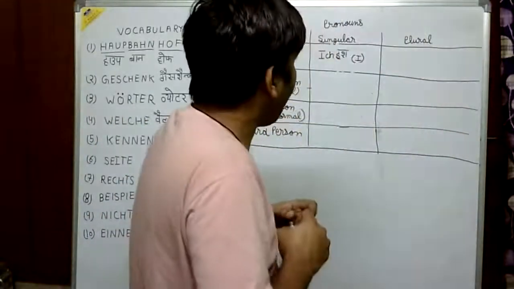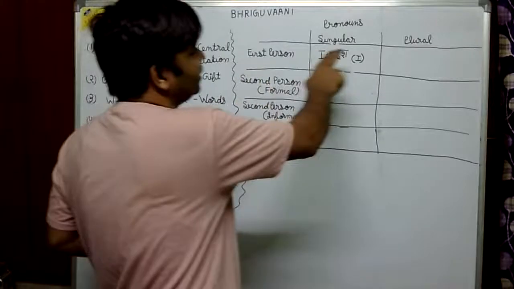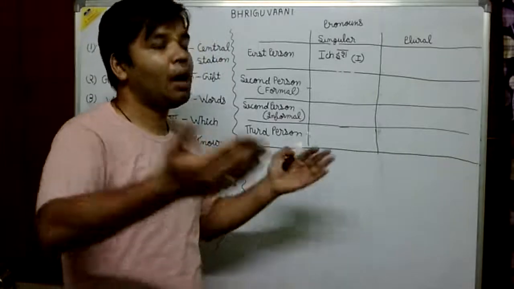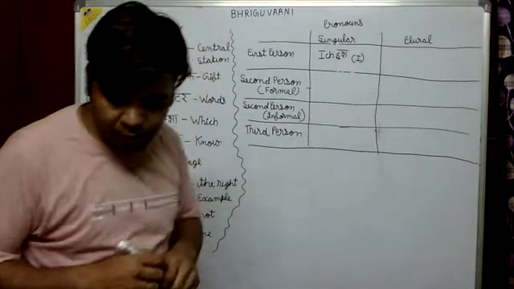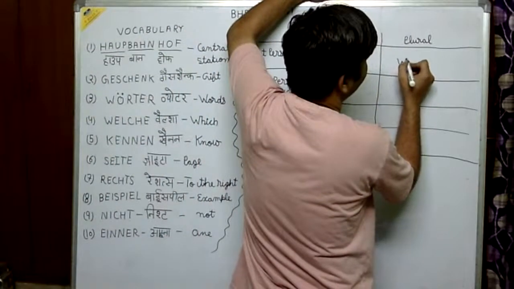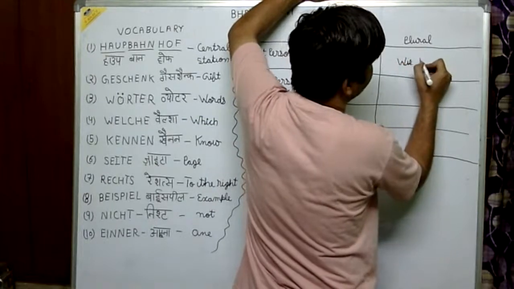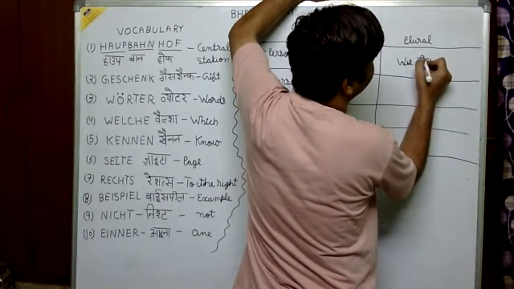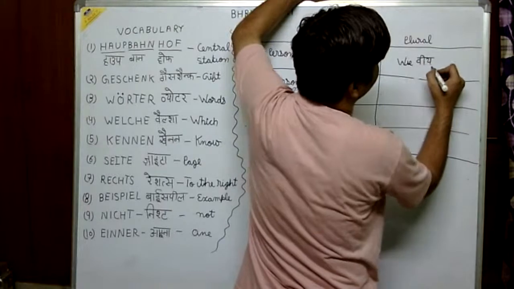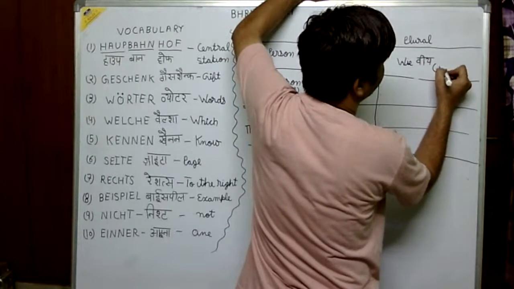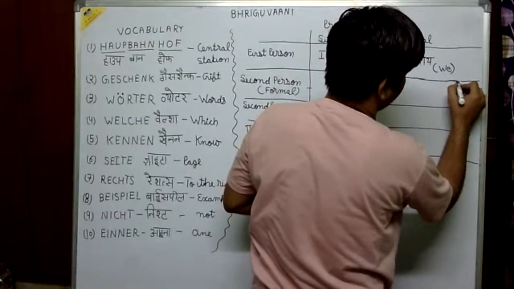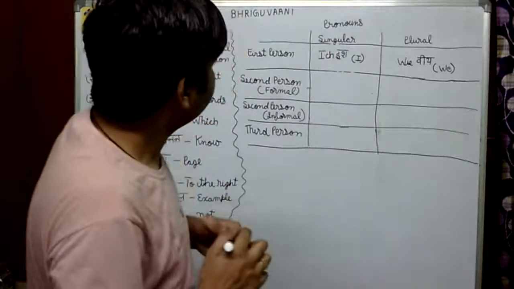And what is first person in plural form? We say we. Hum log. So for hum log, we say wir. We say wir. We.